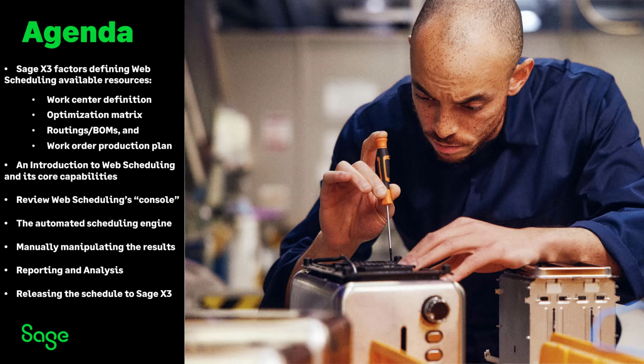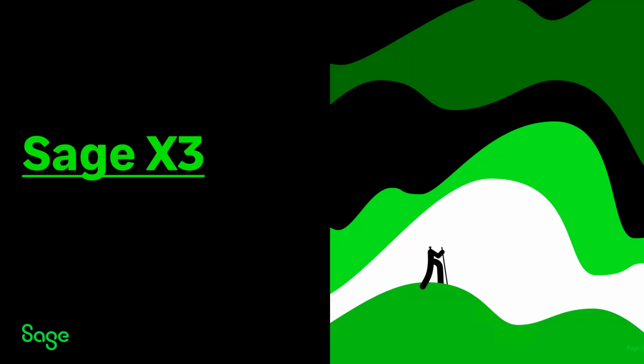Then we'll focus on web scheduling, including an introduction to web scheduling and its core capabilities, a review of how to use the console to visualize the schedule, how to use the automated scheduling engine to generate a production schedule, how to manually manipulate the production schedule, a review of available reporting and analysis tools, and finally, comparing simulations and releasing the production schedule back to X3. That's a full agenda, so let's get started.